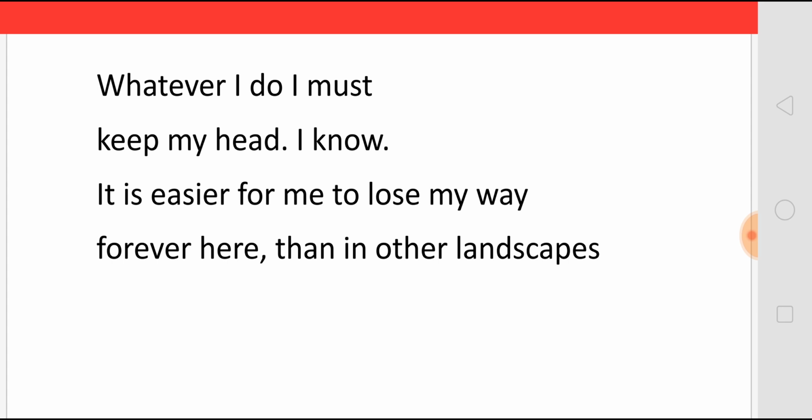Whatever I do, I must keep my head. So, whatever I am doing, I should be the person who is deciding. So, I must use my head, meaning my intelligence, to decide what to do. I know it is easier for me to lose my way forever. I know what I am doing. Trying to find a path in my mind can make me even lose myself forever than in other landscapes, than in the land. Because in land, we know someone will come to help us, guide us, or we have the map. But going into the mind, only you have to come back, and unless you are a strong person, unless you know what you are doing, it is very difficult to be safe. And here she ends the poem.